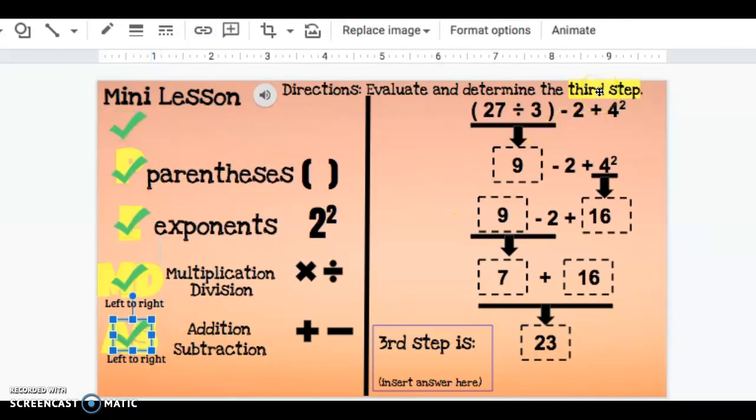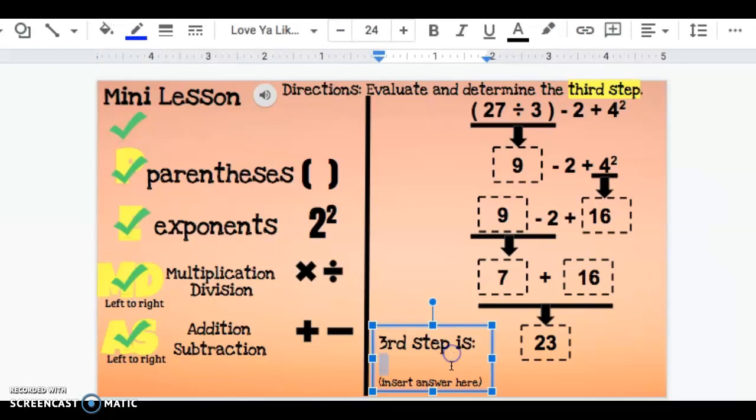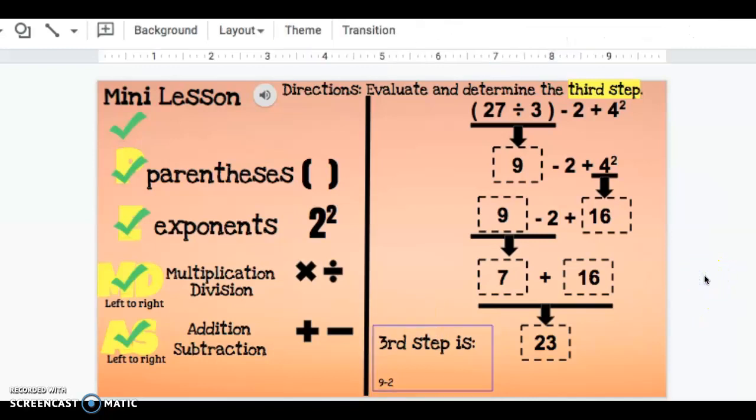Now I have to identify my third step. The first step was 27 divided by 3. That's one step. Second step, 4 squared, that's the second step, 16. Now my third step was the 9 minus 2, so I'm going to put in here 9 minus 2. Please do not tell me subtraction. Please do not tell me 7. It's 9 minus 2 is your third step. Okay? Hopefully that helps you guys.